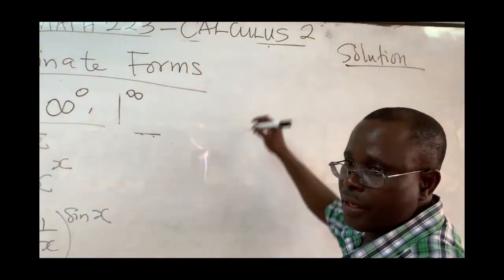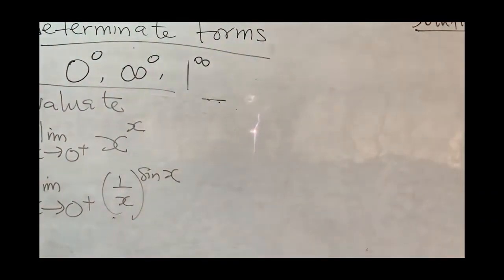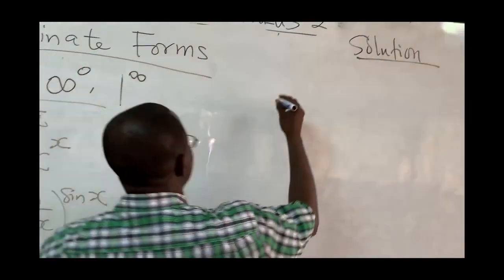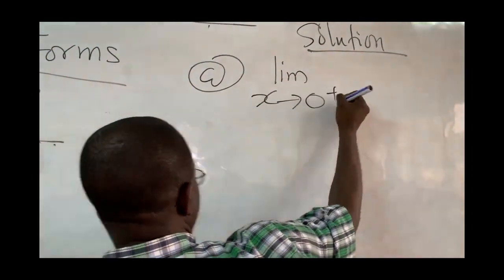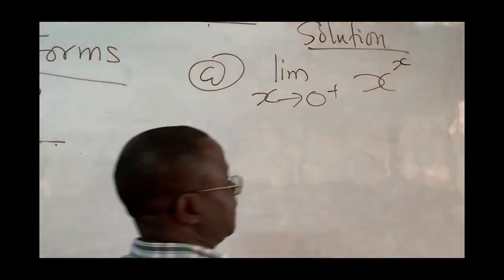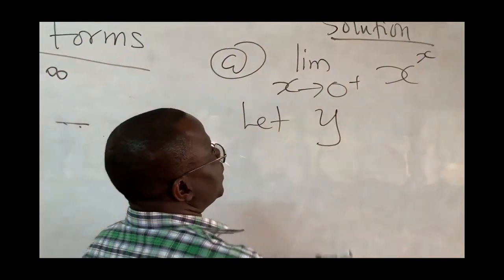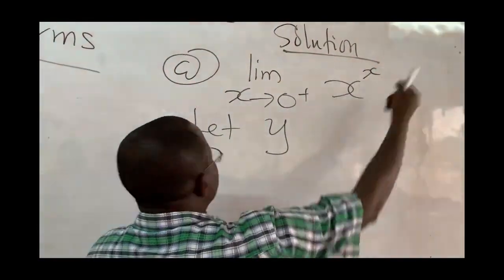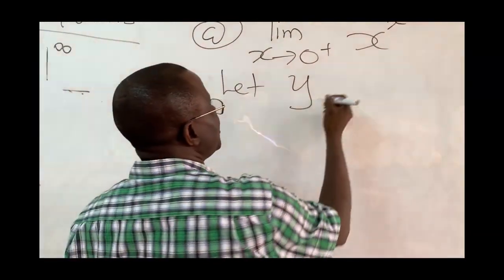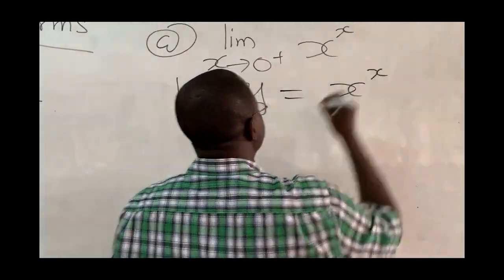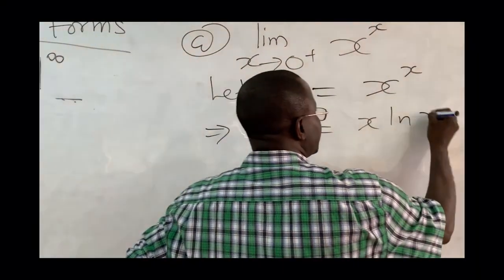So for A, we want to find the limit as x goes to 0 plus of x raised to the power x. This is the procedure for this type. Note that as x goes to 0, you're going to have 0 and 0, so this is of the form 0 to the power 0. So it's indeterminate, and we can use this procedure. Let y be equal to x raised to the power x. Then the ln of both sides will give you x ln x.